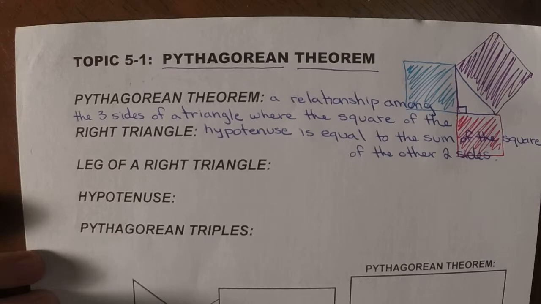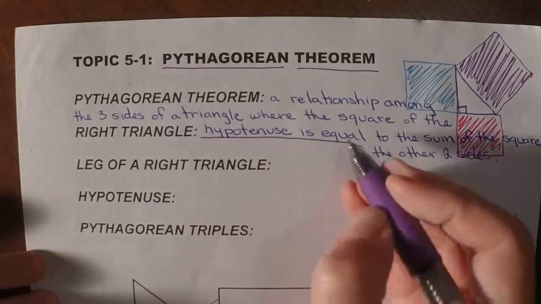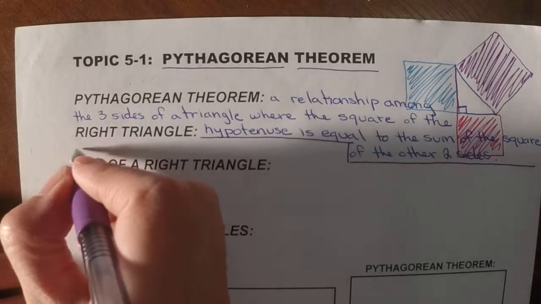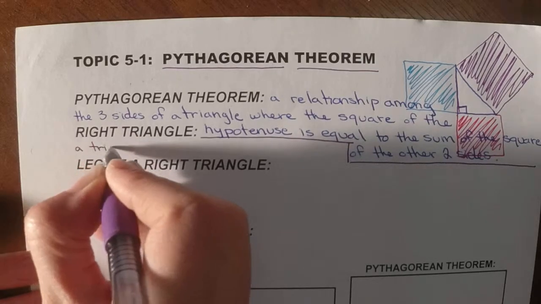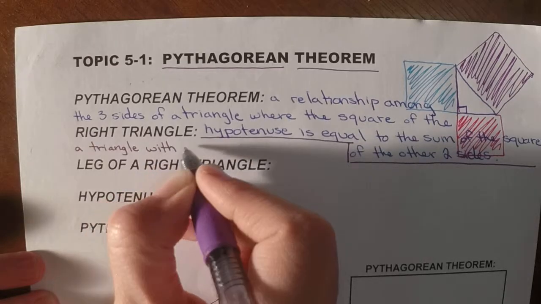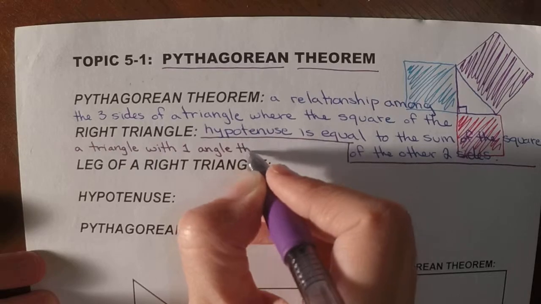So then we need to define a right triangle. So I'll separate this off so you can see. A right triangle is a triangle with one angle that is 90 degrees.